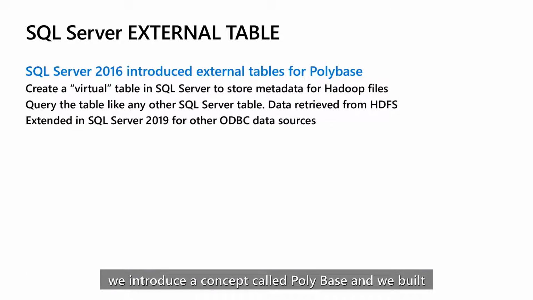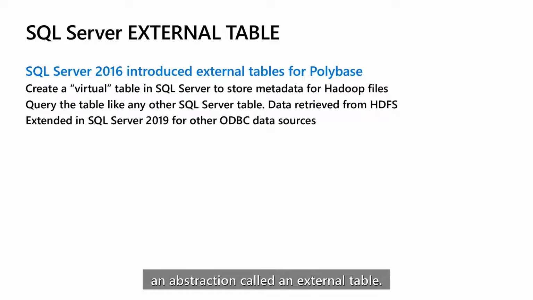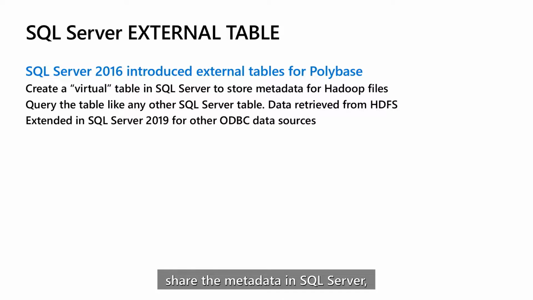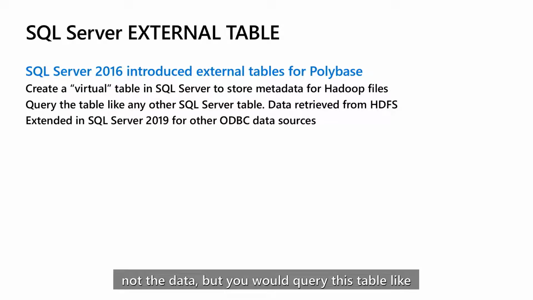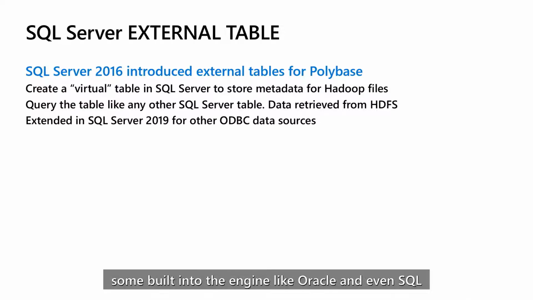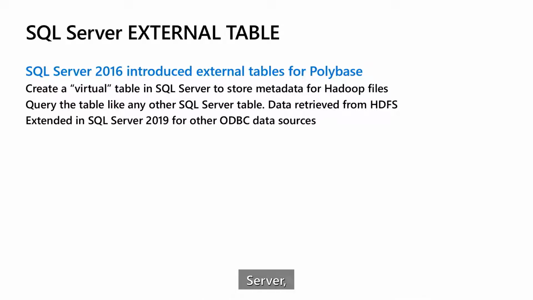Now, later on in SQL 16, we introduced a concept called PolyBase, and we built an abstraction called an external table. It was kind of like a virtual table in SQL Server, which was used to store metadata on top of a Hadoop file system. And once you created an external table, you would only store the metadata in SQL Server, not the data, but you would query this table like any other SQL Server table and even put things like security permissions on top of them. The data was all retrieved from HDFS. And then in SQL 19, we extended this concept of external tables to include other ODBC data sources, some built into the engine like Oracle, and even SQL Server, MongoDB, etc.